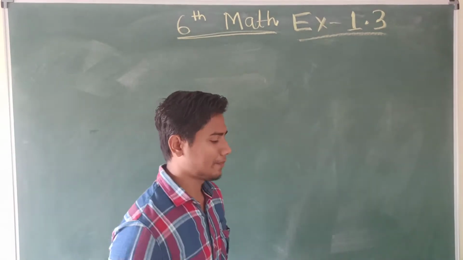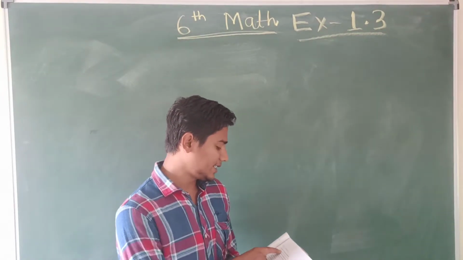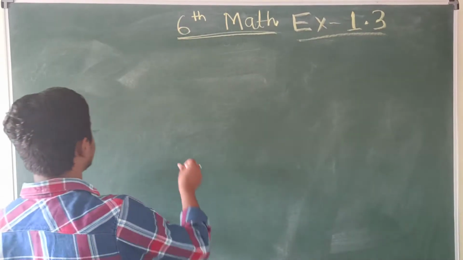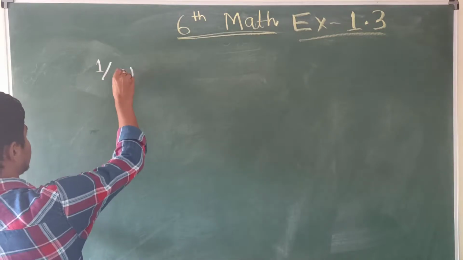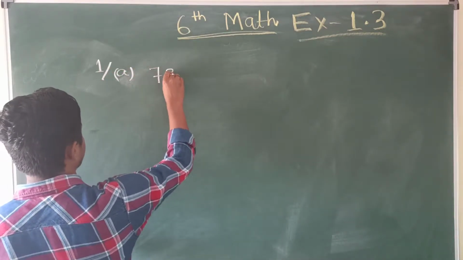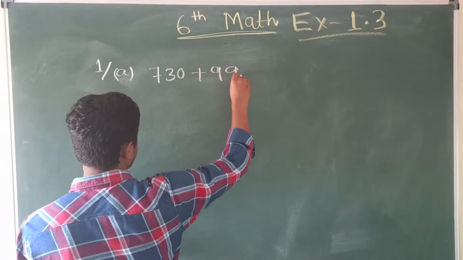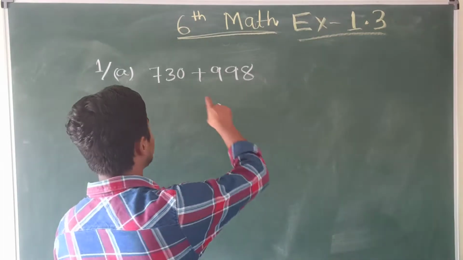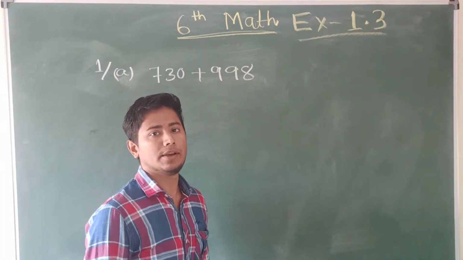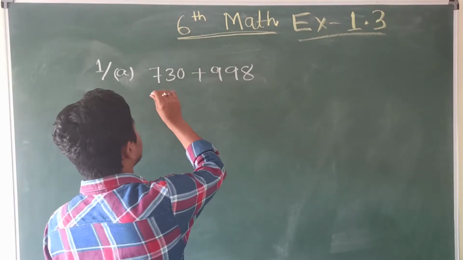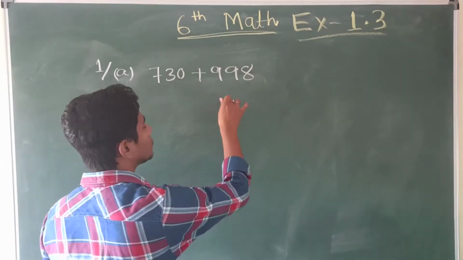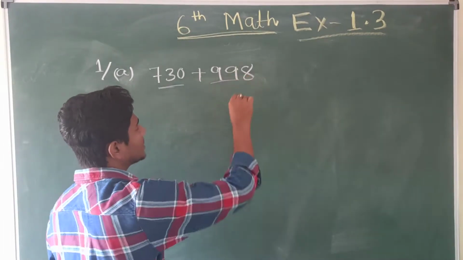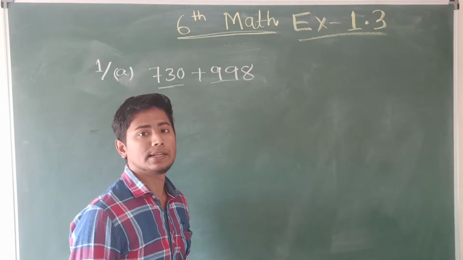So students, now move to the first question. Estimate each of the following using general rules. So question number 1a, I will solve the first one. 730 plus 990. You can ask the question, why are we rounding these two numbers? Definitely because it is easy to calculate. If I add these two directly, it is time-taking. If I round these two numbers, then it is easy to calculate.